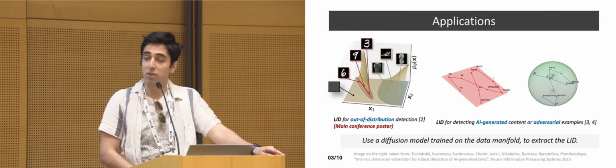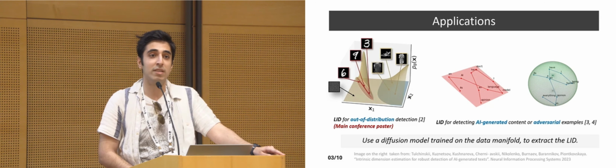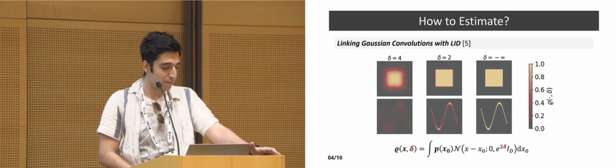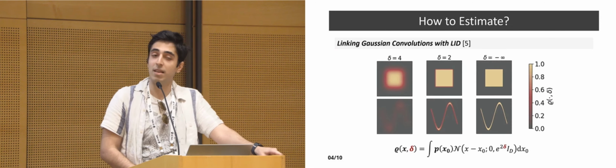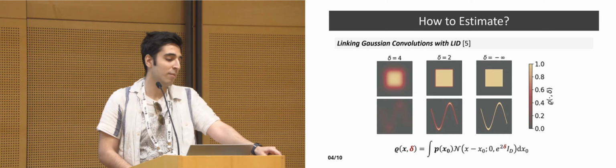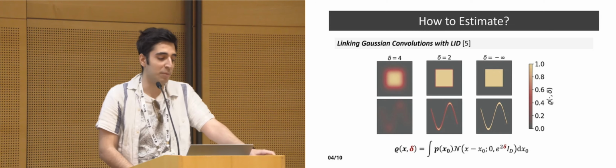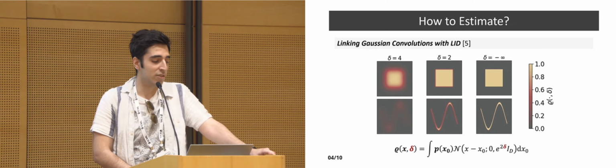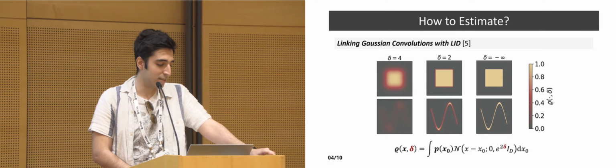The setting that we care about is that we have a diffusion model. It's already pre-trained on a data set, so it has an idea of its manifold, and we want to use that to extract LIDs and then use that for subsequent applications. Let's take a step back, and I want to interest you in this really cool mathematical result that came out a while back, which links Gaussian convolutions with LIDs.